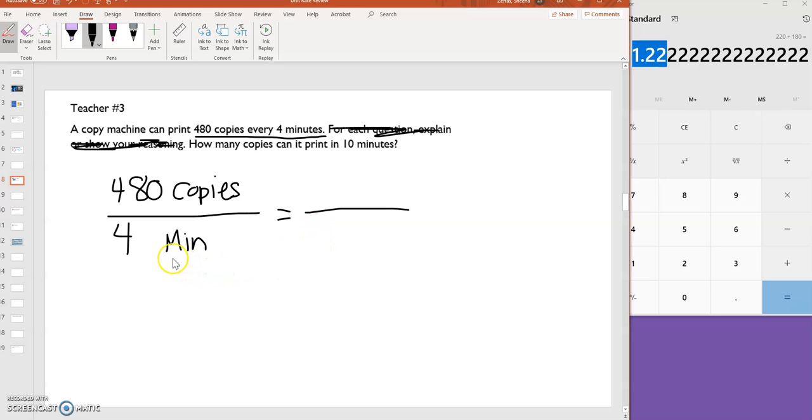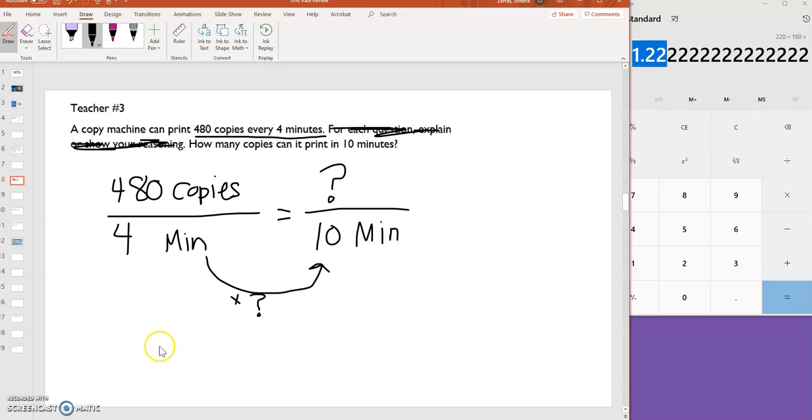So it's helpful, again, if I double check. Minutes is the number that goes on the bottom. So I'm going to make sure it goes here when I'm setting this problem up. And I don't know the number of copies, so I'll just leave a question mark. And so now I've got to figure out what am I doing to my original rate to now end up with 10 minutes. So looking at my denominator 4, what am I doing to go to 10? Okay, so 4 times something will give me 10.